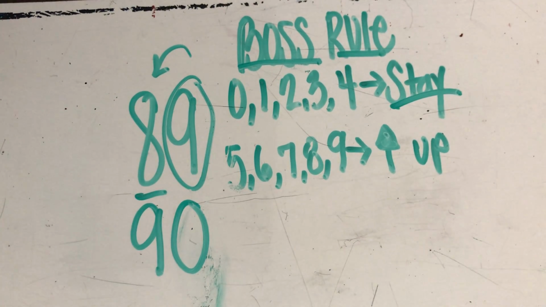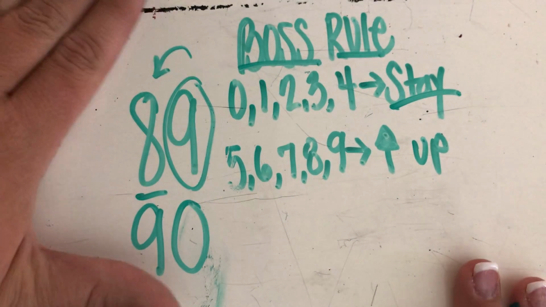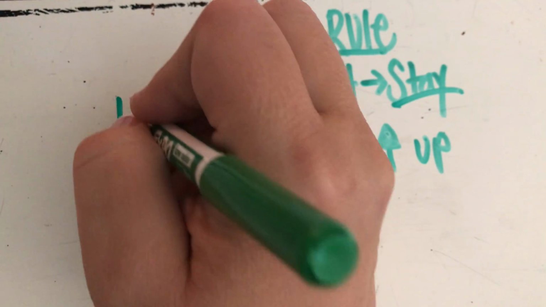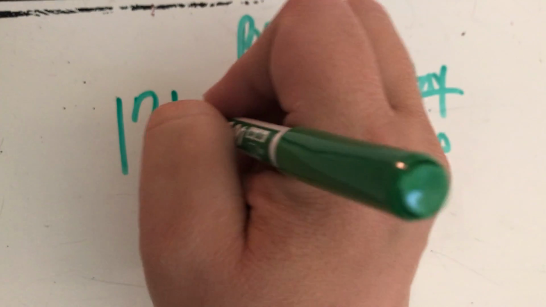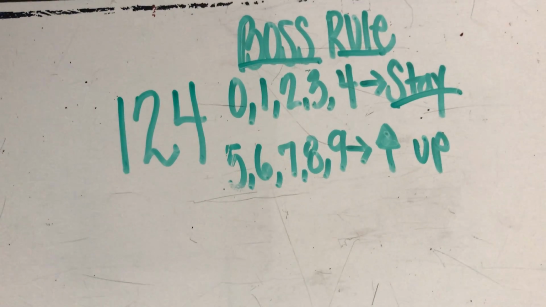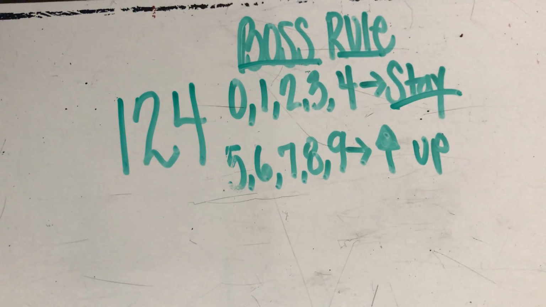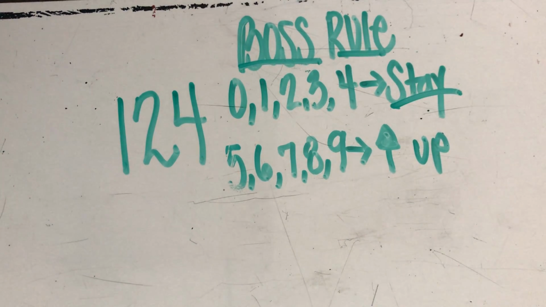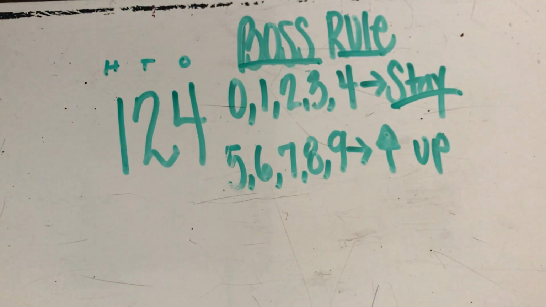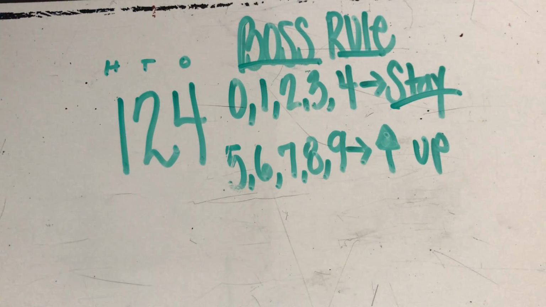Let's go a little bit harder. You ready? Okay. Let's do 124. Can we still round to the nearest 10? Yes, because we still have the 10s in this number. Okay, remember? Hundreds, 10s, and 1s. So, with that said, what is your rounding digit?